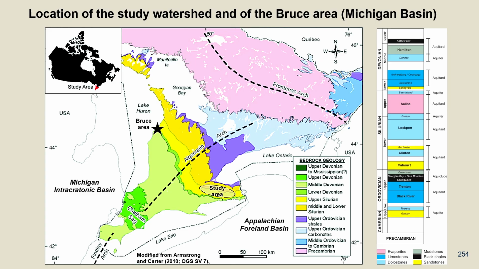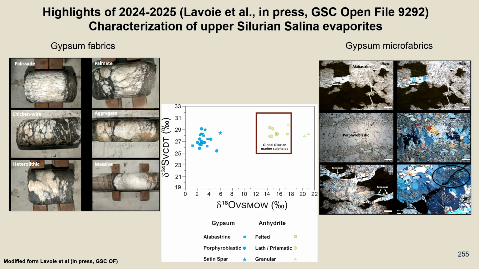To the right, you have the stratigraphic column of the area. So our work interest today will focus on the Guelph and Salina units in the stratigraphy, both Silurian in age. Last year, most of the work was focusing on characterizing the evaporites in the Salina Group. In the Salina, you have gypsum and anhydrite.